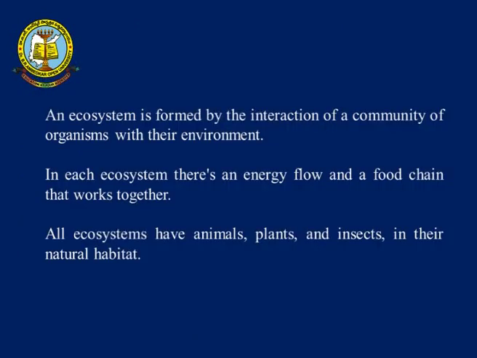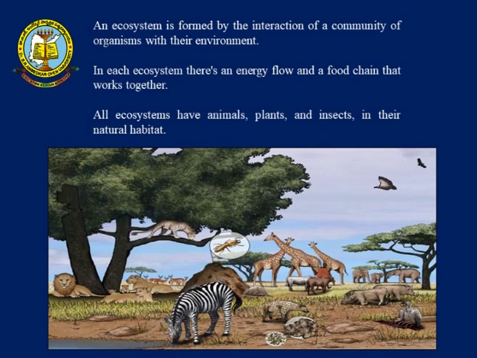Now, an ecosystem is formed from the interaction of a community of organisms with their environment. In each ecosystem, there is an energy flow and a food chain that work together. And all ecosystems have animals, plants, insects in their natural habitat. So, that is what is called an ecosystem, where energy flow has to go on from one trophic level to the next trophic level, and the energy flows from producers to consumers. And of course, decomposers will bring all that energy back to the ecosystem where the plants utilize it. So, that is about ecosystem.